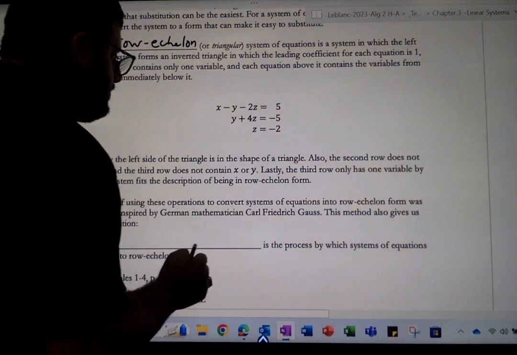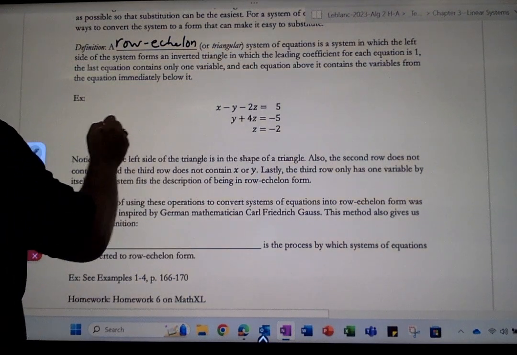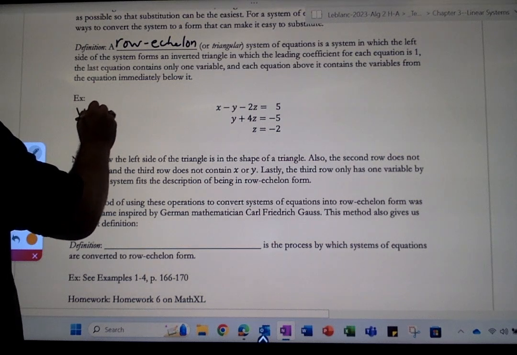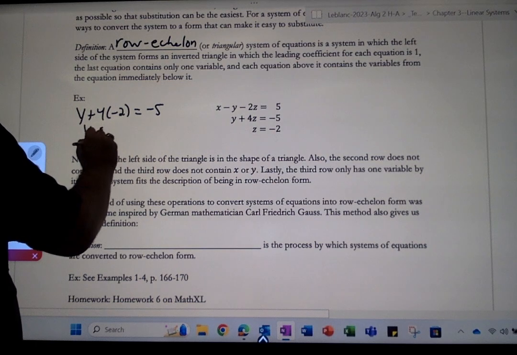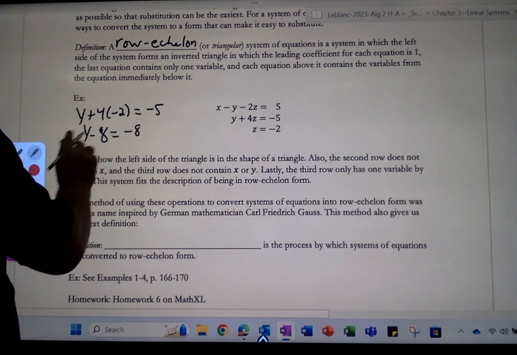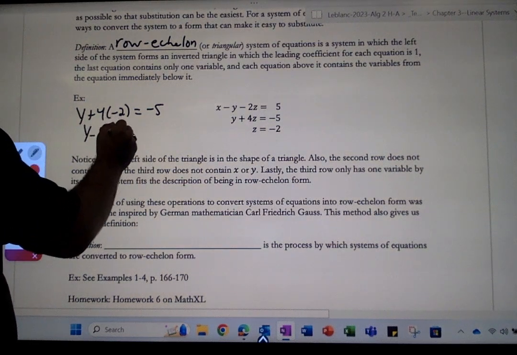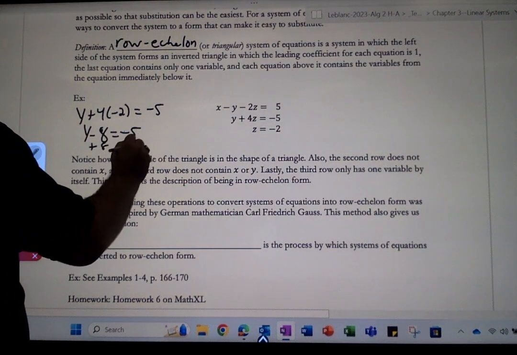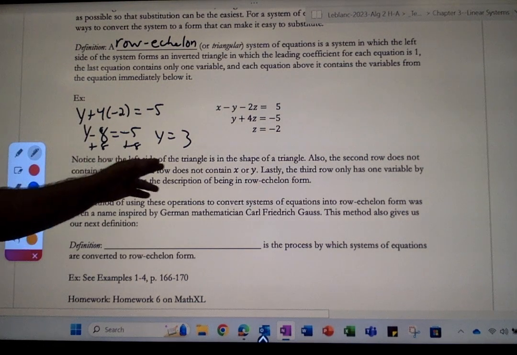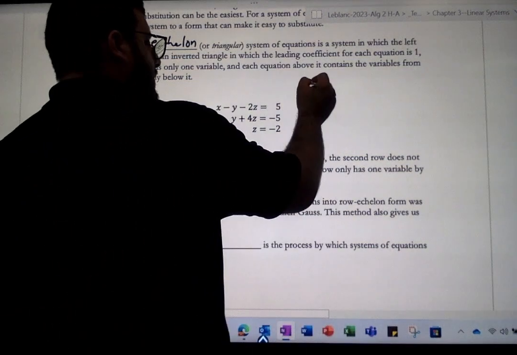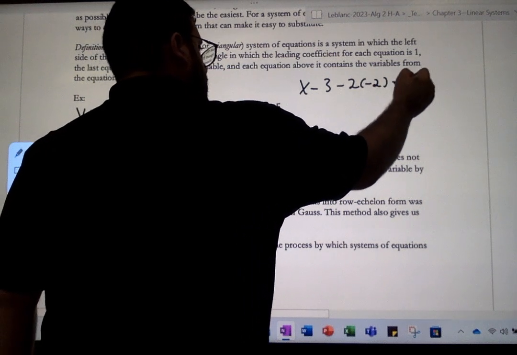Z is negative 2. Okay, z is negative 2. So I'm going to take negative 2 and substitute it in here. Y plus 4 times negative 2 equals negative 5. So that's y minus 8 equals negative 5. Add 8. Y equals 3. Now I know what y and z are. I'm going to substitute that into the first one to solve for x. X minus 3 minus 2 times negative 2 equals positive 5.